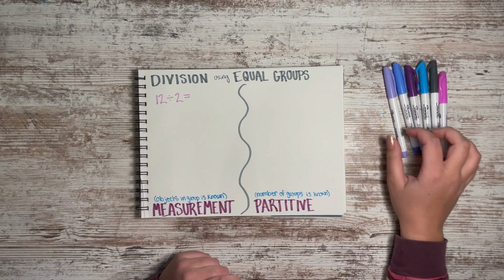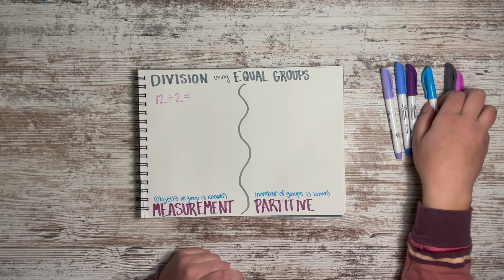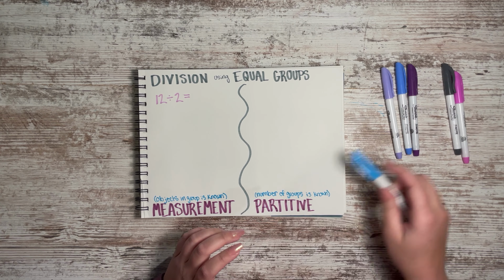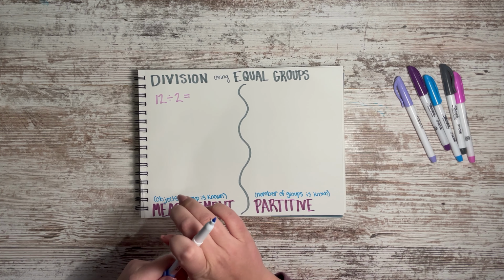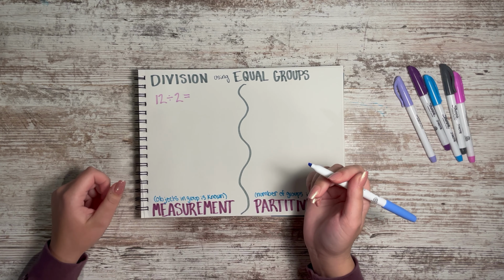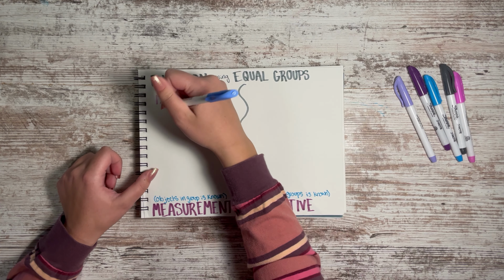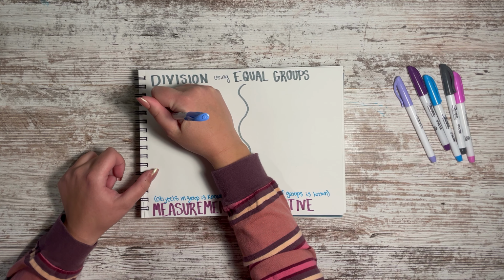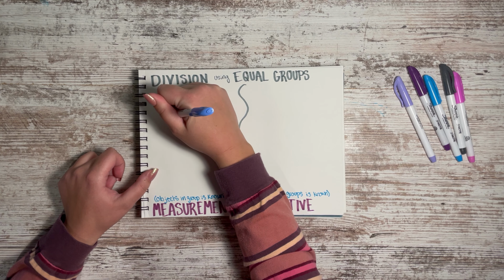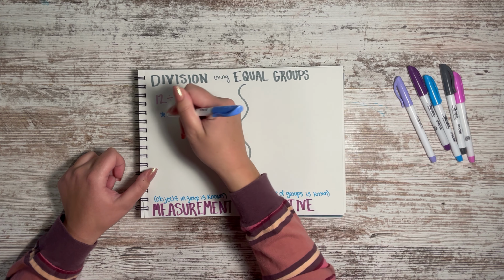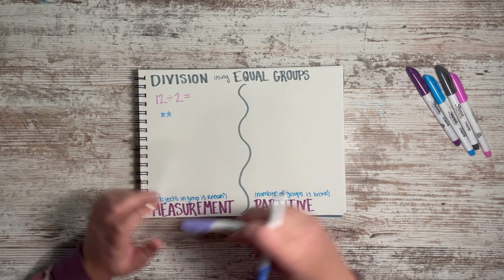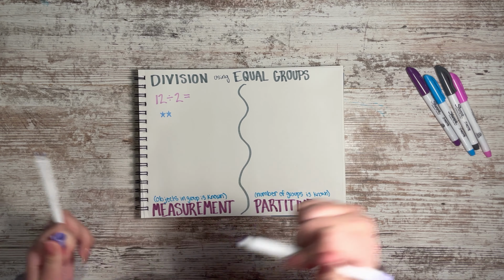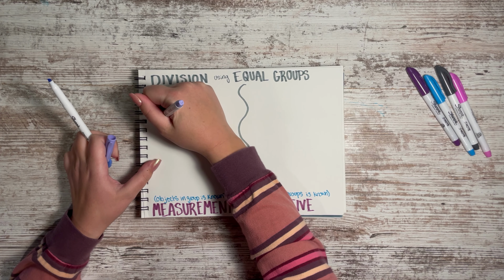So let's do that. I think I'm going to start by just doing groups of 2 until I have 12. And I think for my objects, I'm going to use stars. So I'll make 1, 2. So there's one group of 2. So right now I have 2. And I can circle that to know that that is one group.